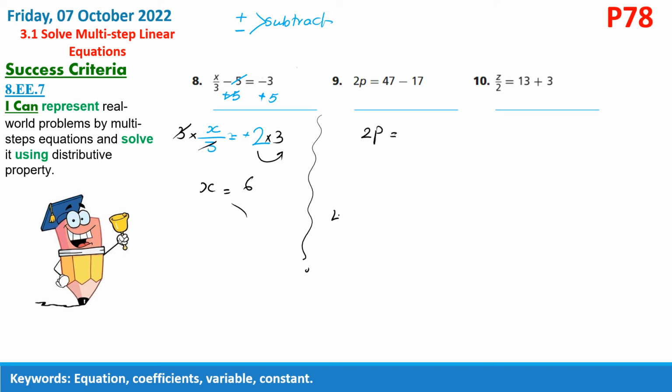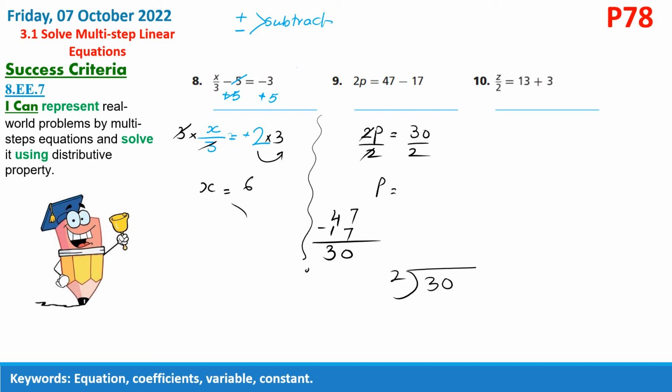Now look here, 47 minus 17. 7 minus 7, 0. 4 minus 1 is 3. So it is 30. So 2 is multiplying, so divide both sides by the 2. Cancel 2 with the 2. So p equals, now let's see here, 30 over here and 2 here.